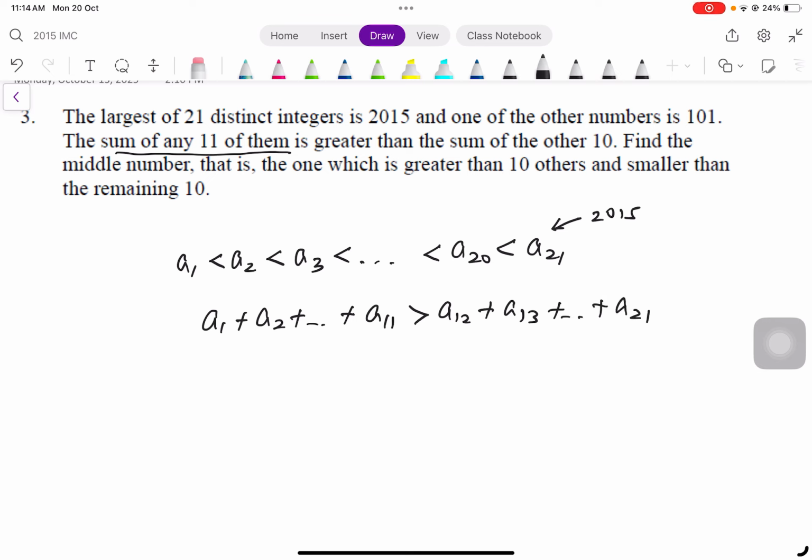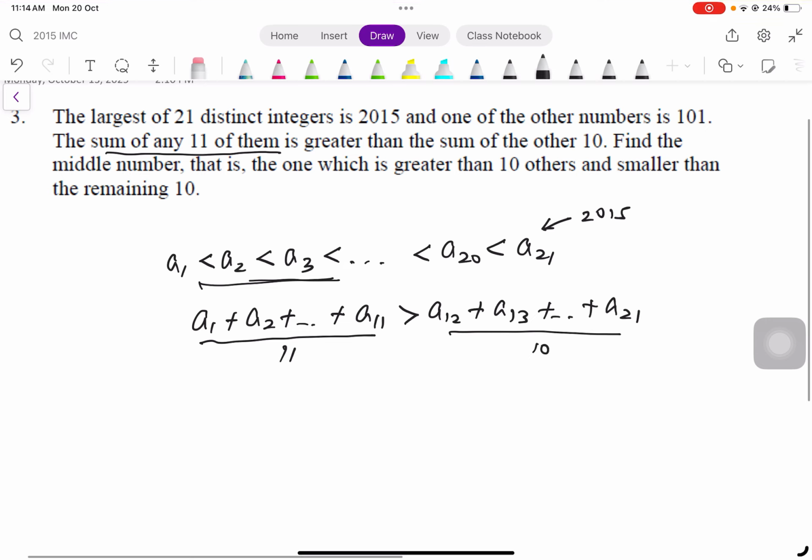It may seem very puzzling, because all these are considered smaller. But the thing is, this side has 11 numbers and the other side has only 10 numbers. It is given that any 11 of them is always greater than the sum of any other 10. Therefore, definitely, the first 11 must be greater than the last 10. Now we look at the gap.